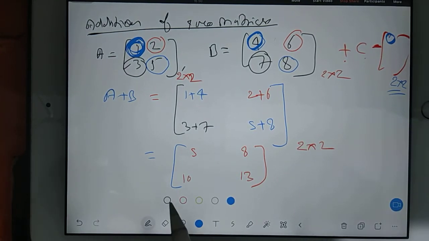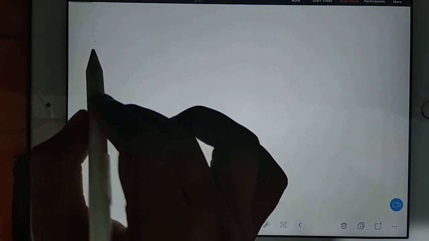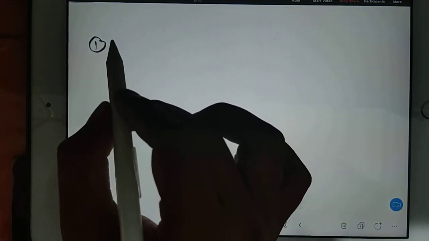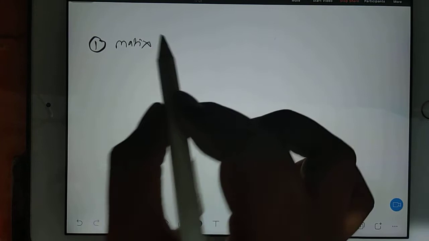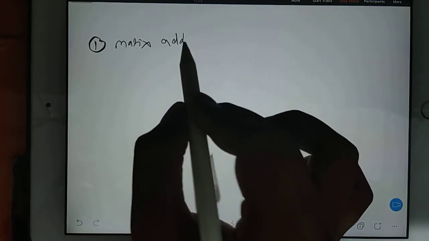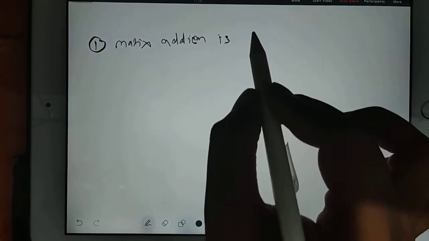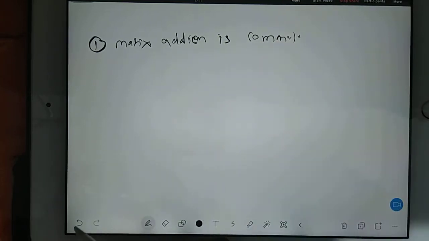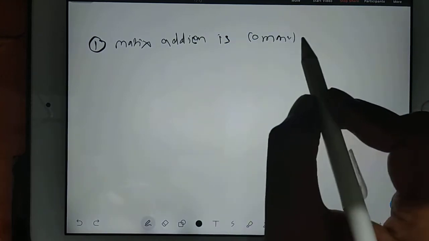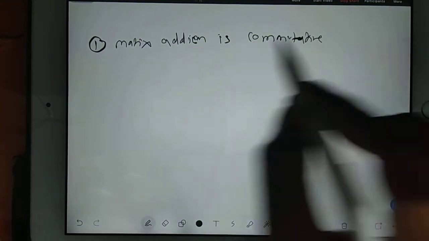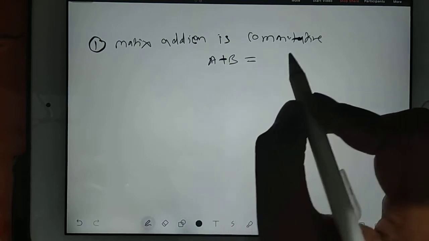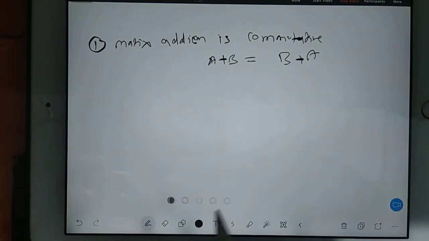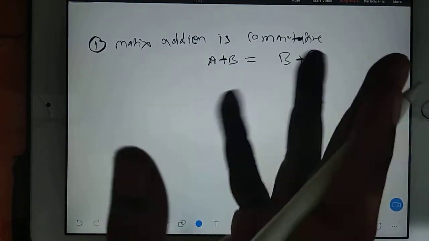So we will note down a few things about addition of two matrices. I am changing the page. So take down the condition. First condition, matrix addition is commutative. Means if you add A plus B or if you add B plus A, the answer is going to be the same. That is called commutative.